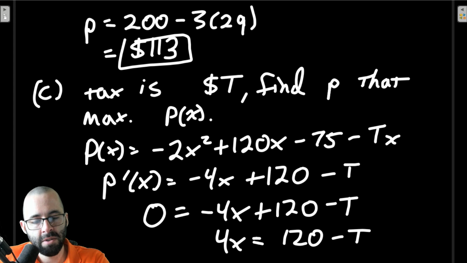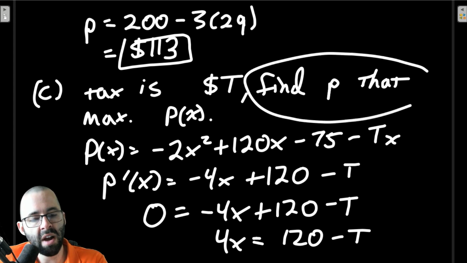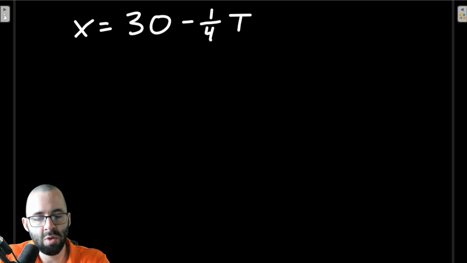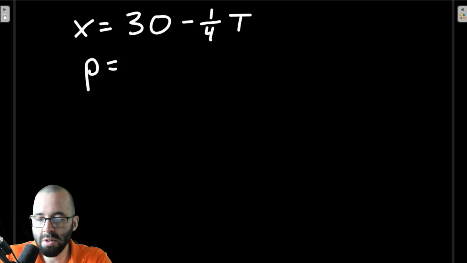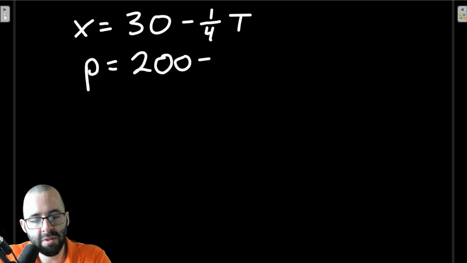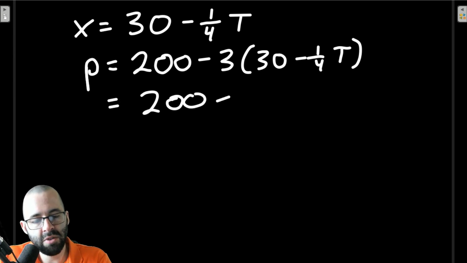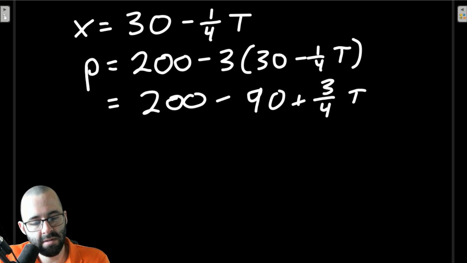This problem is asking us to find the price that maximizes our profit. Let's plug this into our price function, our demand function. 200 minus 3x, and x is 30 minus 1/4 t. Just simplify this and we'll be good to go. 200 minus 90, distribute that negative 3, so it becomes plus 3/4 t. Combine like terms, we'll get 110 plus 3/4 t.